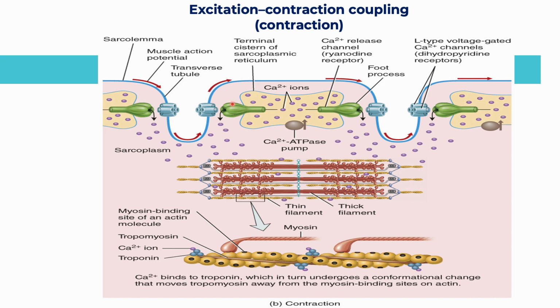And what happens? You see these over here, the dihydropyridine receptors. You see that they kind of move off, and now you've got calcium that starts to leak out. As the calcium leaks out, it's going to attach onto the troponin. As it attaches onto the troponin, that is then going to push the tropomyosin off the actin binding sites.